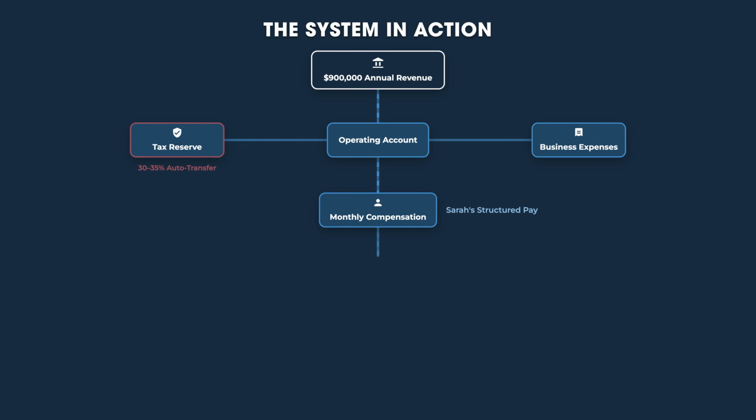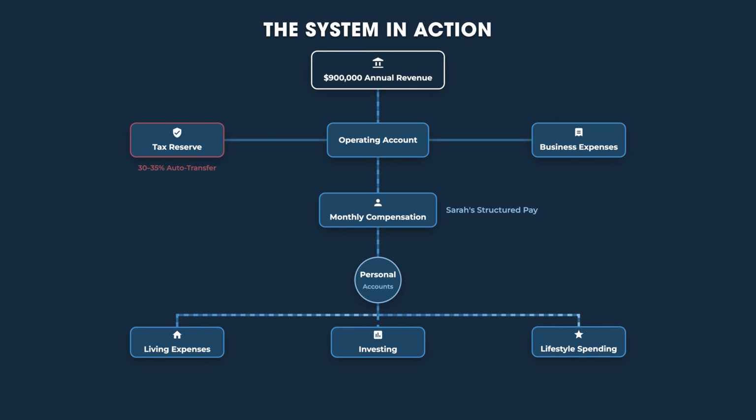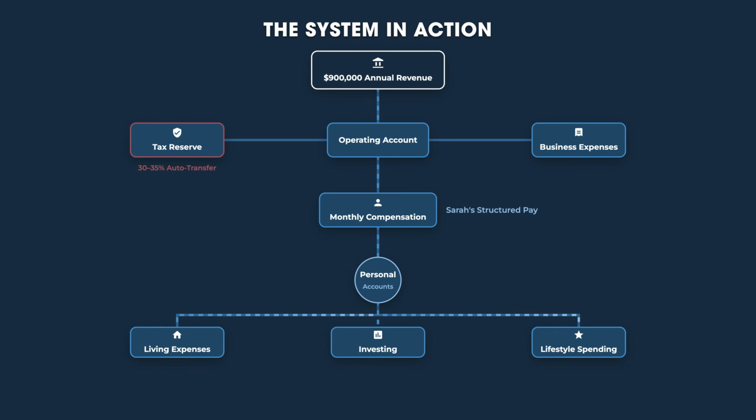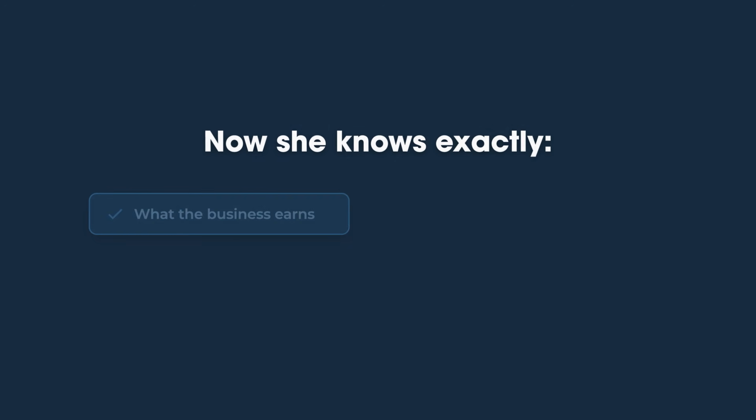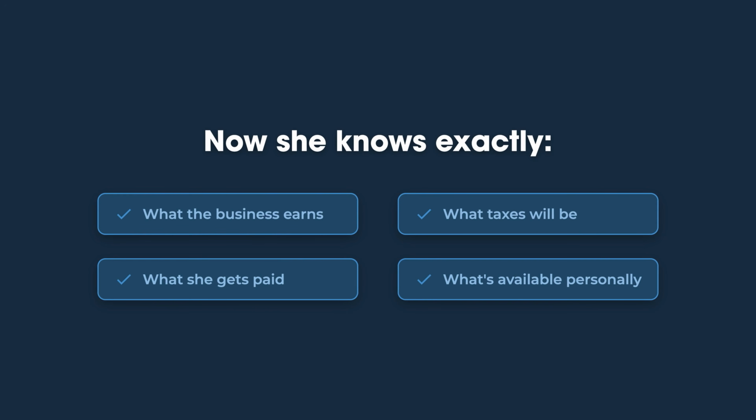Her monthly salary and quarterly bonuses flow into her personal hub account. From there, we account for things like debt and insurance premiums and investing for both long-term and short-term things like travel and home improvements. We then kick money over to her personal checking account at her local bank for lifestyle spending. All she needs to track there is her fun money and lifestyle. Now, instead of reacting to the business account balance, she knows exactly what the business earns, what taxes will look like, when and how she'll get paid, and what's available for her to personally spend.